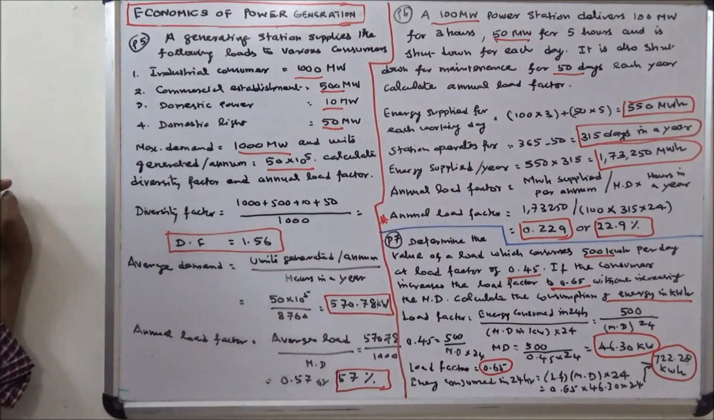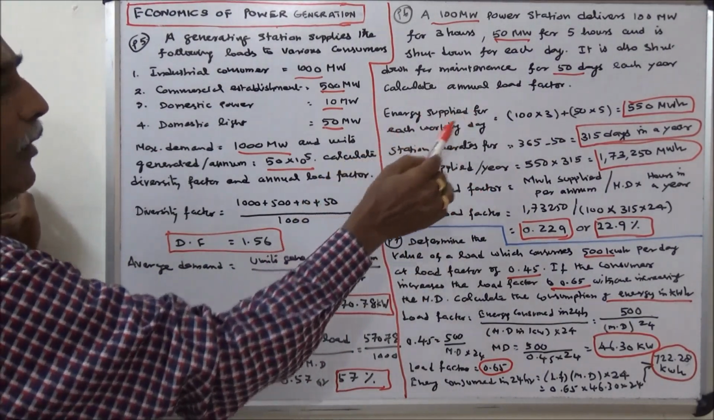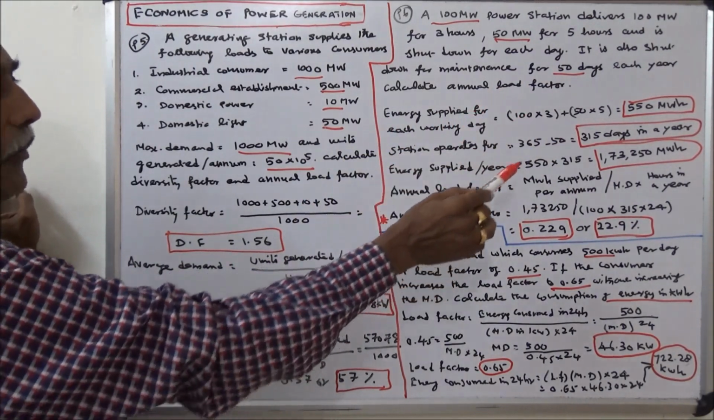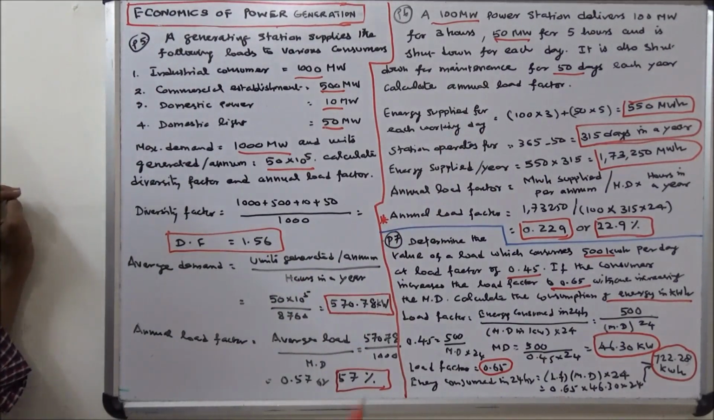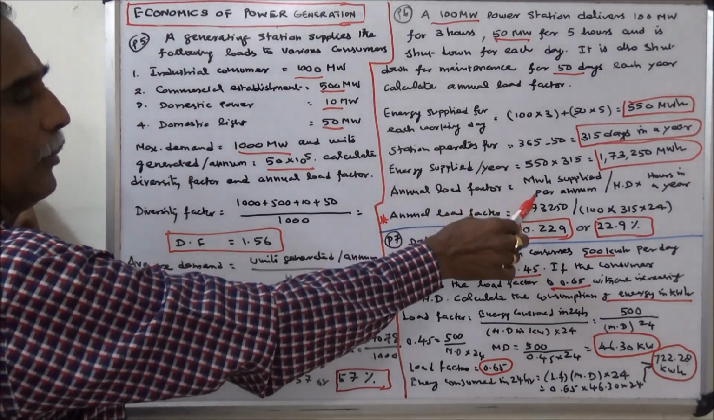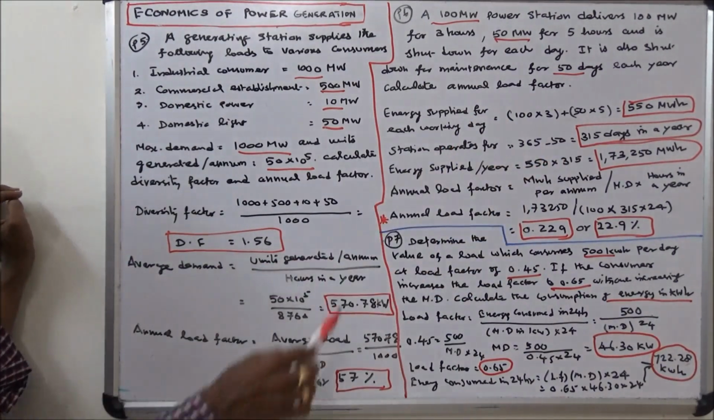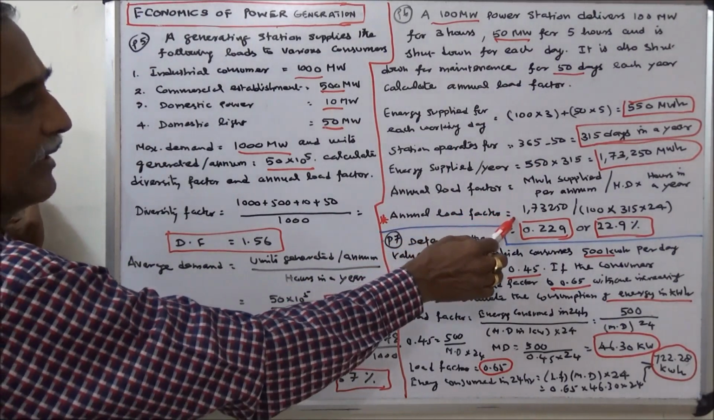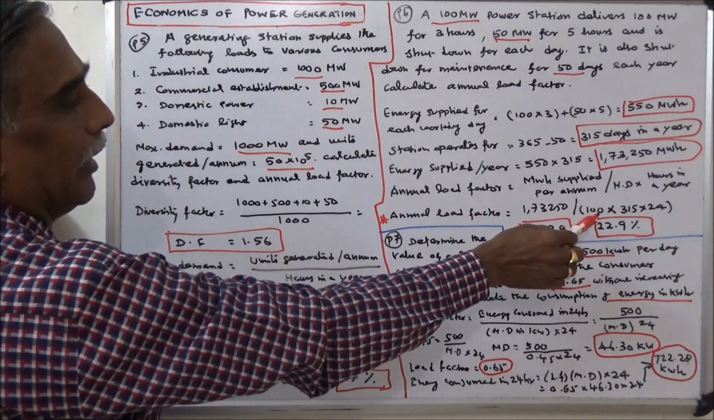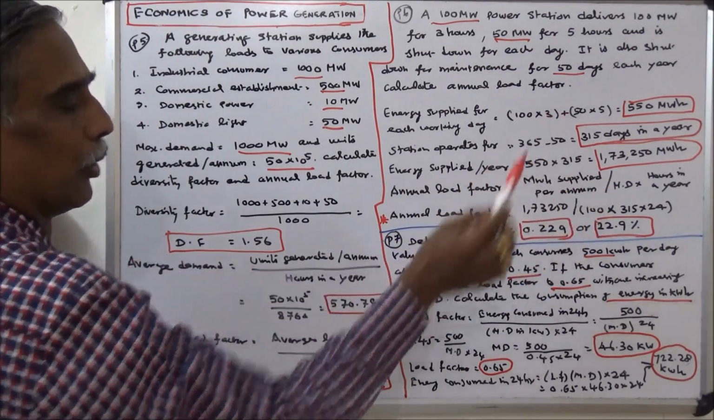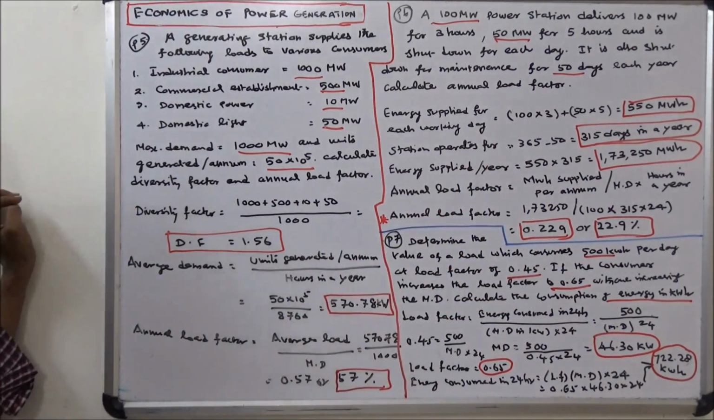days in a year. We can find energy supplied per year. That is energy supplied for each working day, 550 into 315, which is 1,73,250 megawatt hour. Annual load factor is equal to megawatt hour supplied per annum divided by maximum demand into hours in a year. Annual load factor is equal to 1,73,250 by maximum demand, which is 100 given, into hours in a year, 315 into 24. Annual load factor is 0.229 or 22.9%.